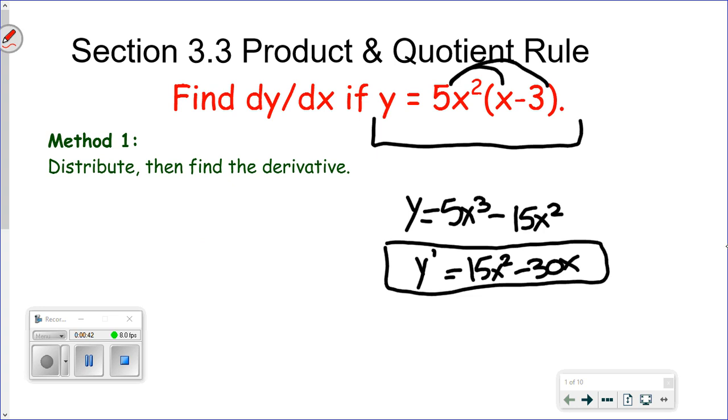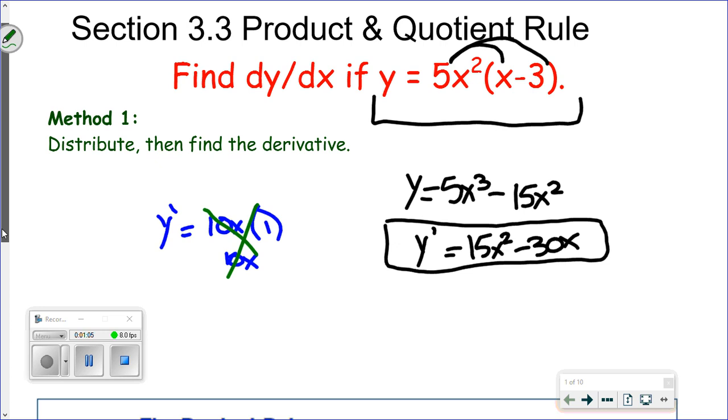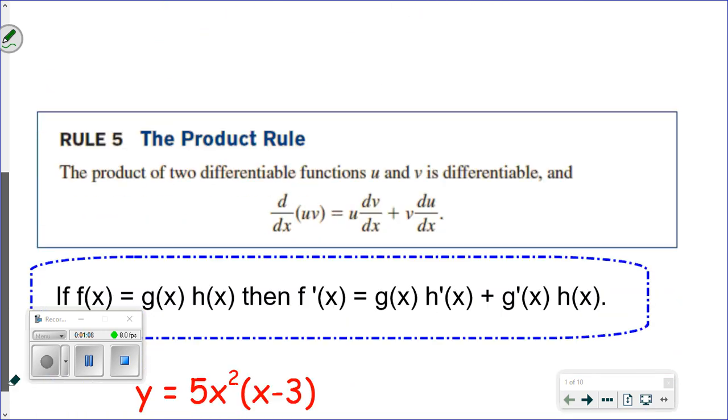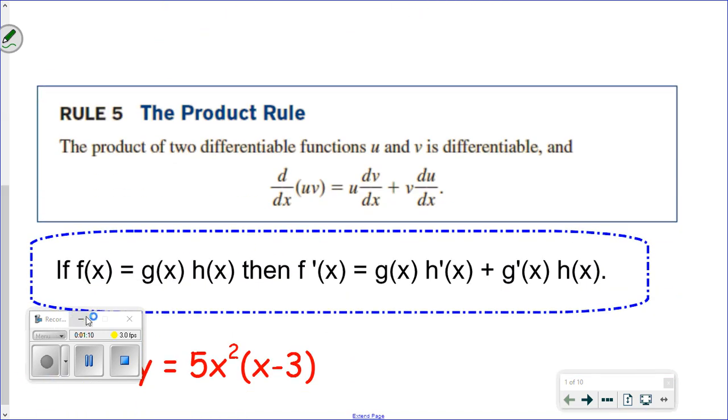Well, also if you think back, we did this example where I said you absolutely cannot find the derivative of the first piece and the derivative of the second piece and multiply them, because that just gives you 10x, and that is not what we got over here for the derivative. So they are not the same. You're not allowed to find the derivative of each piece. So instead, you have to use something called the product rule. And I have two product rules there for you.